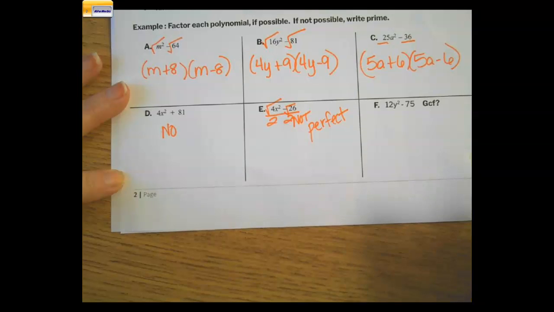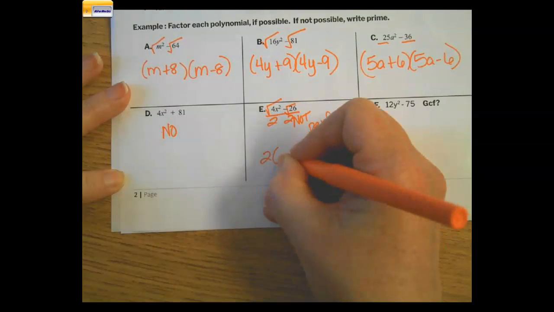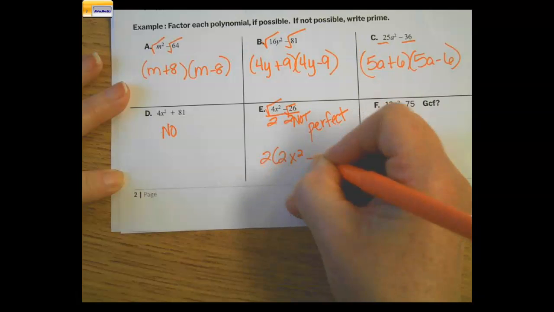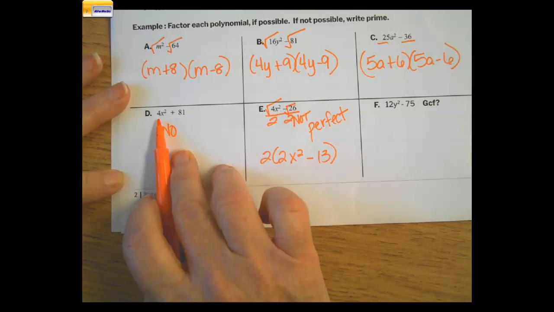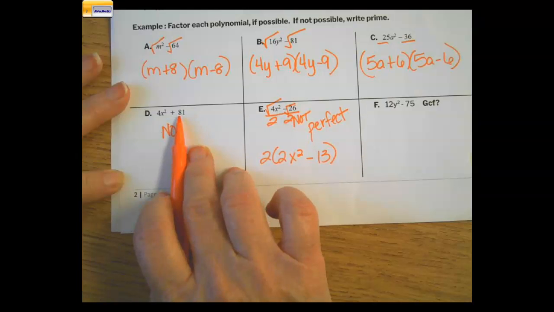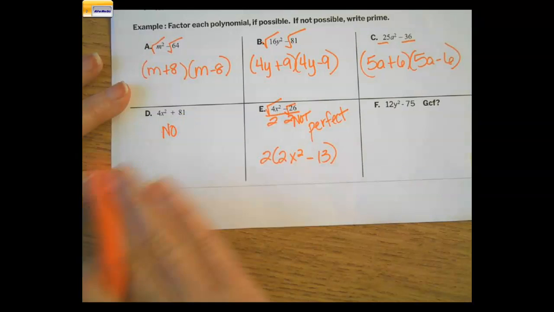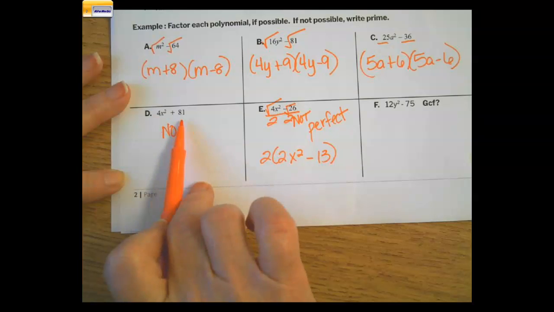Let's go ahead and take that 2 out. 2x squared minus 13. It would look like that. And this one, what goes into both of these? Does 4 go into 81? No. 2 doesn't go either, so I think that's a no-no. I think that's as simplified as it can get.